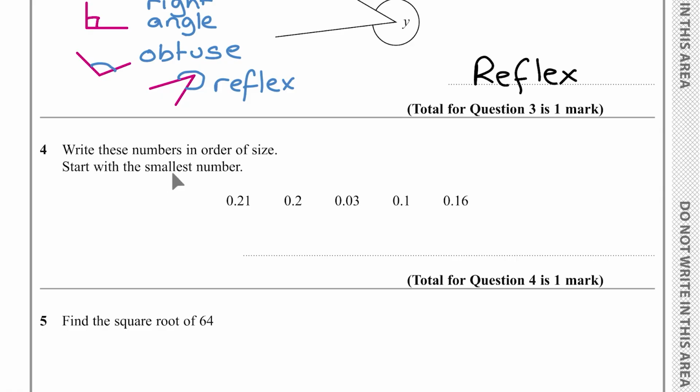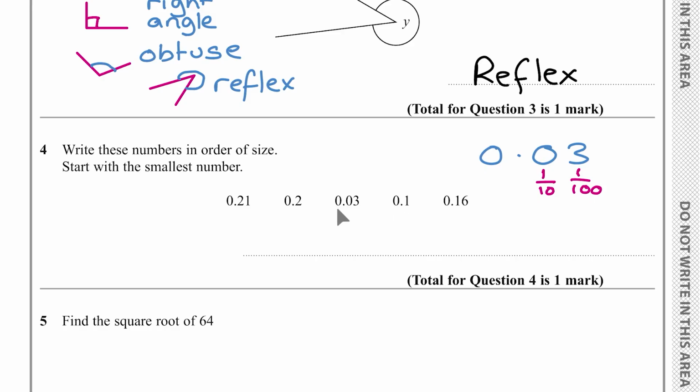Question 4, write these numbers in order of size. Start with the smallest. Okay, so take a look at our numbers here. We pick one of them. Let's pick the 0.03 and let's examine what we have. So the first digits after the decimal points, those are your tenths. And then the second digit after the decimal point, those are your hundredths. So these numbers are all laid out. Some of them are 2 decimal places, some are 1.